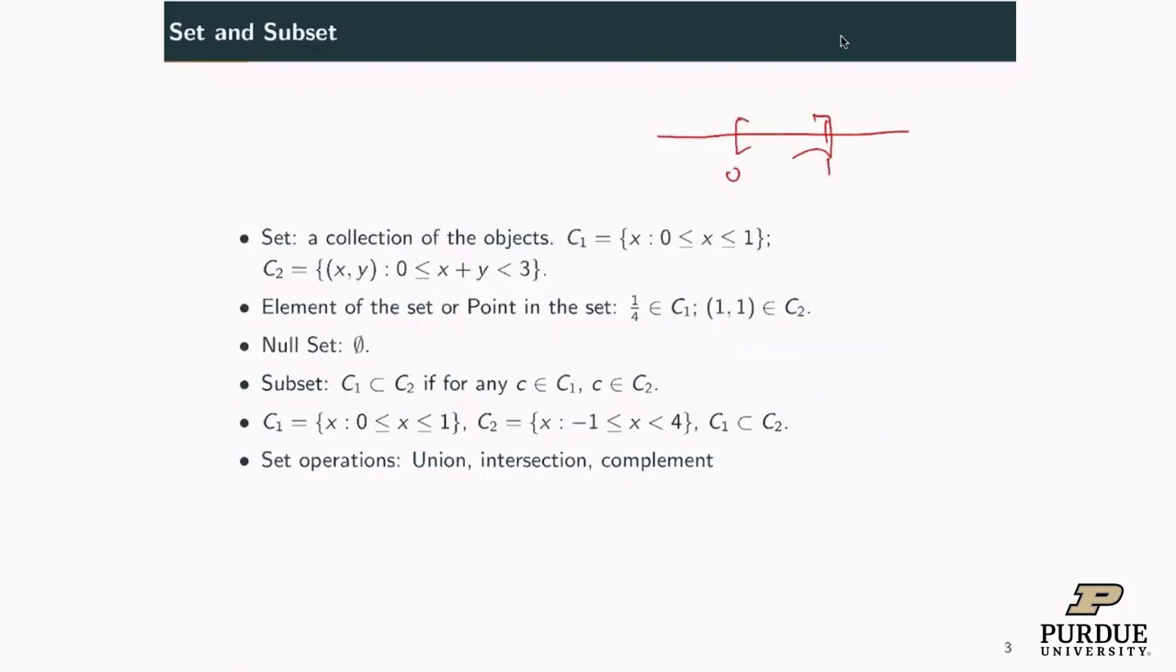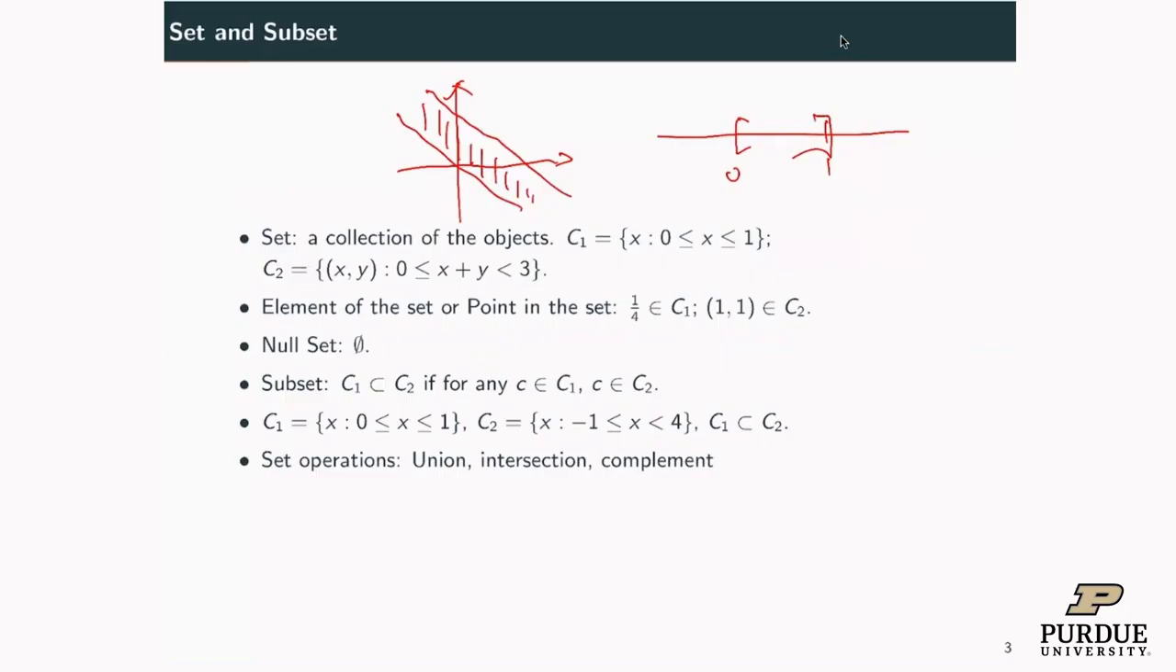So this is C1. Now C2 is in two-dimensional space: X plus Y between 0 and 3. In two-dimensional space, X plus Y equal to 0 is this line. Now X plus Y equal to 3 is this line. Between 0 and 3, so all the points here. So that's C2.